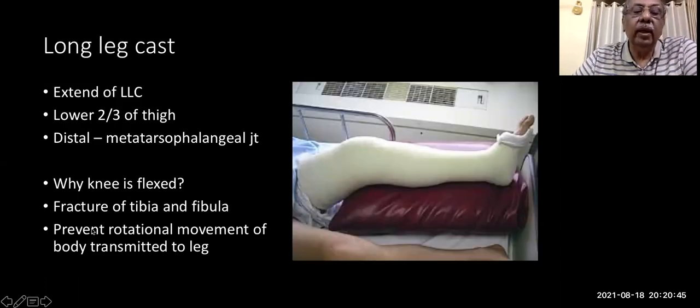This is mainly because you want to prevent the rotational movement of the body being transmitted to the limb. So if it is kept extended, the rotational movement of the body will be transmitted downwards, and this can produce rotational movement at the fracture site.